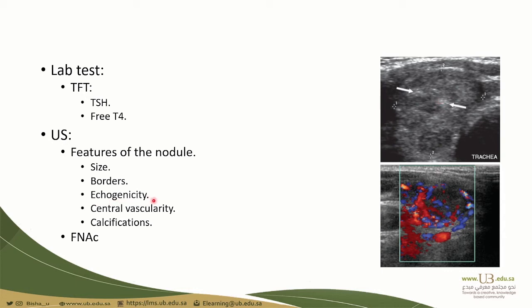To say that this is hyperechogenic or hypoechogenic, the ultrasonographer will look at the muscle surrounding the thyroid and will compare it with the nodule. If the nodule is shining more than the muscle, they call it hyperechogenic. If the nodule is less bright or dull in comparison to the muscle, then we call it hypoechogenic. If it is the same as muscle, we call it isoechogenic.